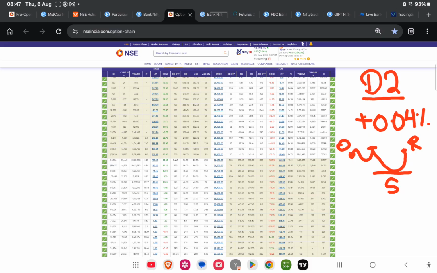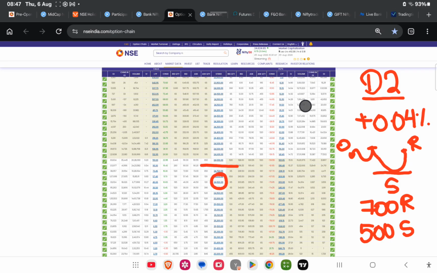When you check, resistance was 700 and support was 500. So the move was between 500 and 700. 650 was the open. So this is OTM and this is ITM. You could clearly see it's positive on the support side and negative on the resistance side.